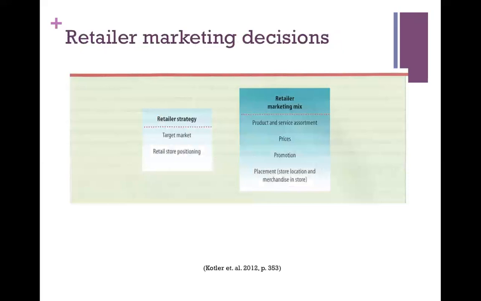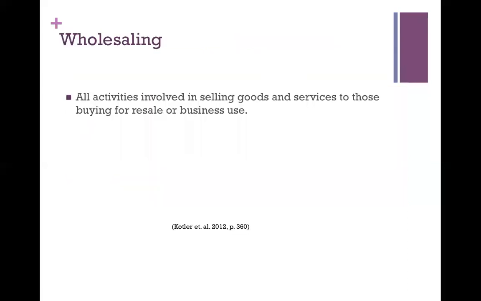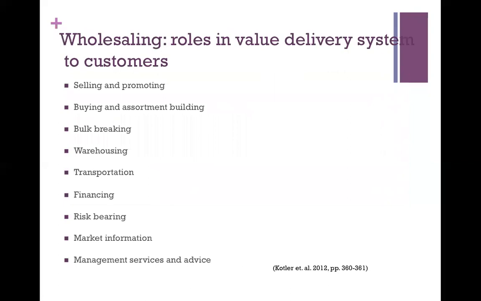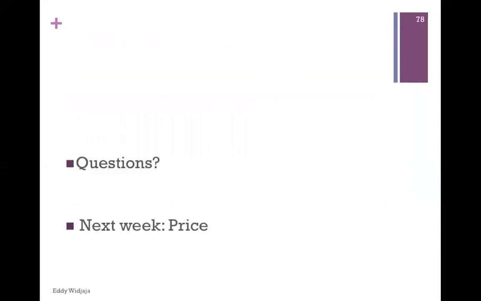In terms of retailer marketing decisions, they also work in a similar way. They decide the target market and positioning strategy as the core retail strategy, and after that they decide the marketing mix variables, the marketing mix decision, and normally they start with the placement before they discuss the product, prices, and promotions. Wholesaling has the same roles in terms of the value delivery system to the customers. They sell, promote, do buying and assortment building, bulk breaking, and so on and so forth. So that's the main points of marketing placement decision.